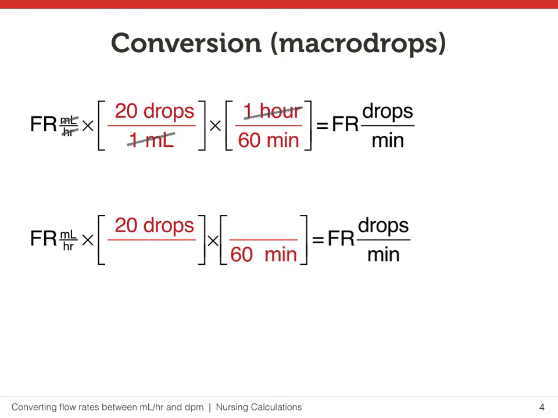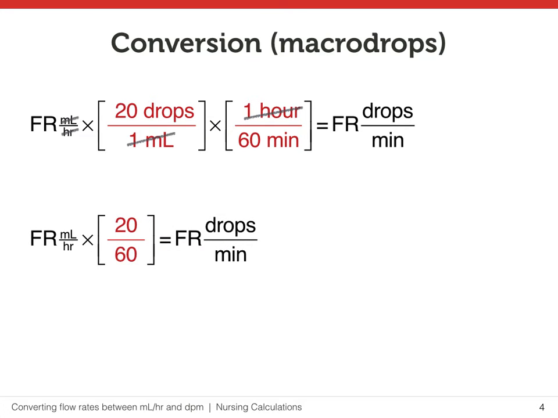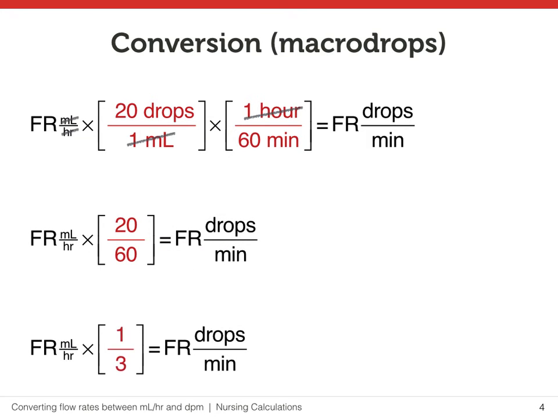Let's merge those together, and 20 over 60 simplifies down to 1/3. So if you have a flow rate in mils per hour and you multiply it by 1/3, you will get a flow rate in drops per minute. And that's the case for whatever the original flow rate may be. But remember, that is only true when 20 drops is equivalent to 1 mil. And that is when it is an IV for an adult-sized patient.